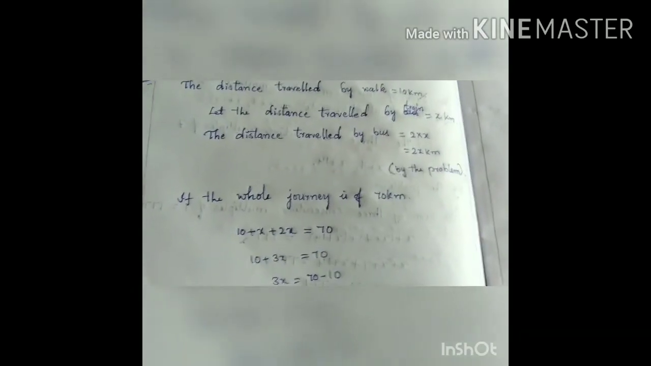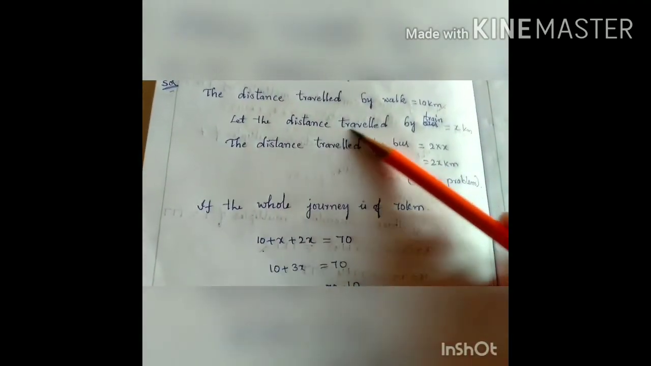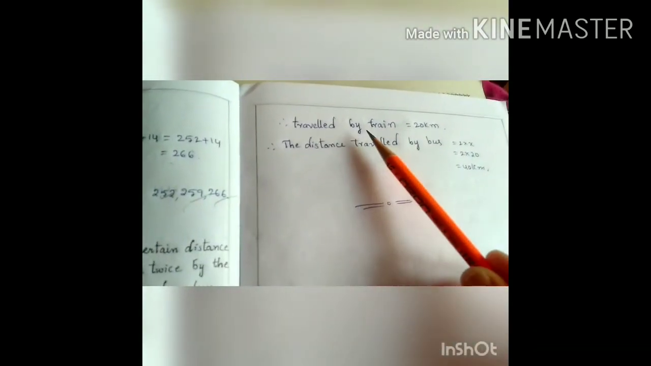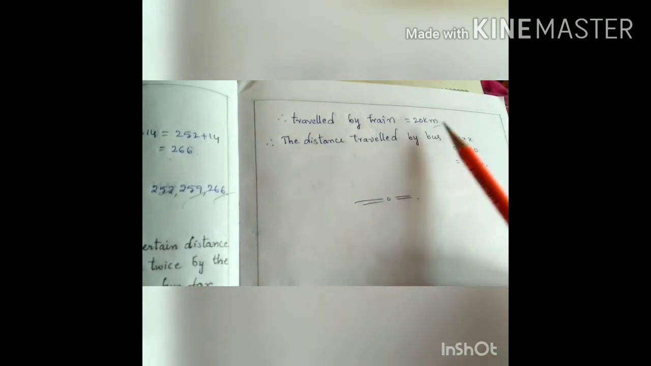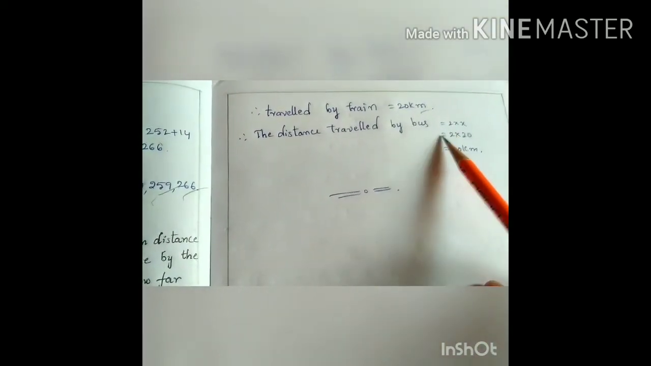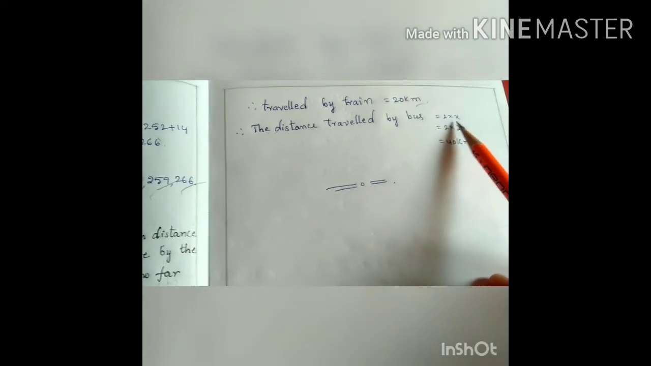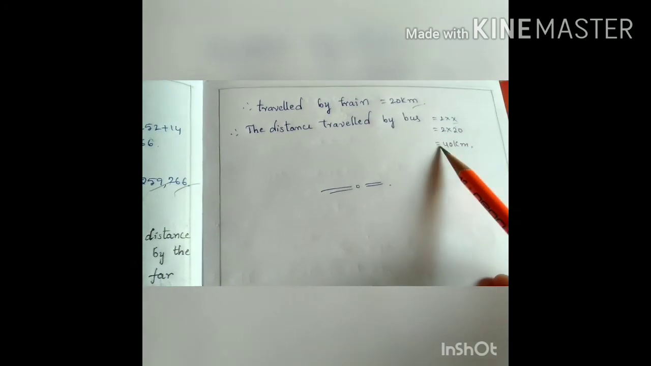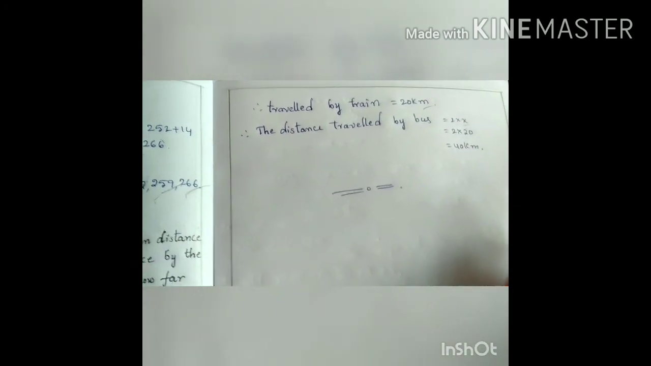So what is the x here? Yes, let the distance traveled by train equal to x kilometers. Therefore the distance traveled by train equal to 20 kilometers. The distance traveled by bus equal to 2 into x. Substituting the x value 20, 2 into 20, 40 kilometers.